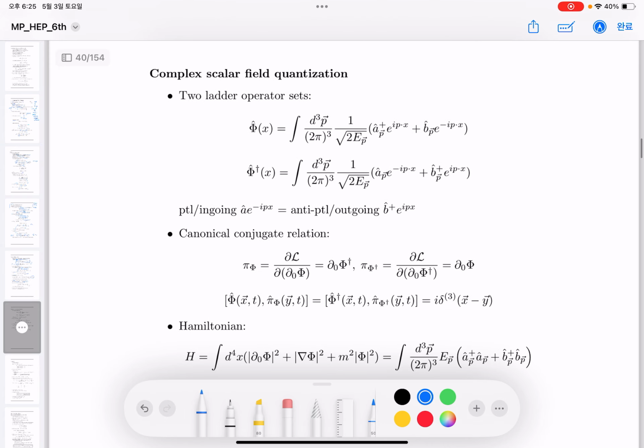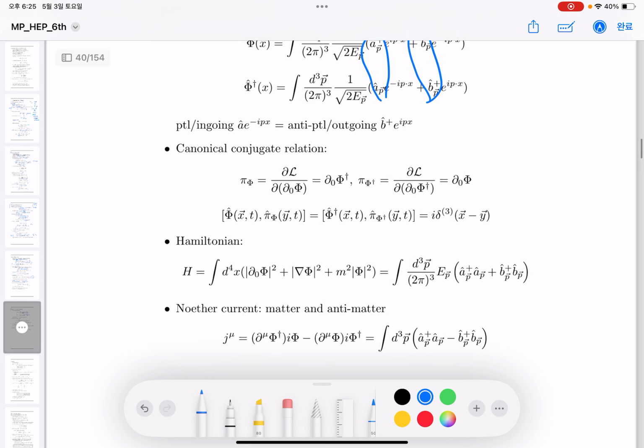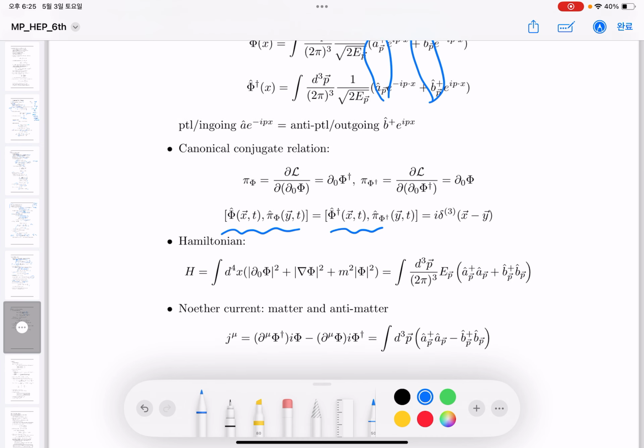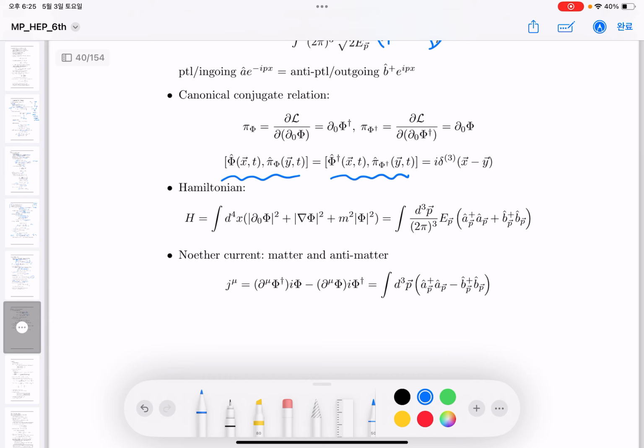Similarly, we can do the quantization for the complex scalar. In this case, the difference is that there are two ladder operators, a plus, a and b plus, b, because there are two degrees of freedom. So for the canonical conjugate relations, there are two forms. And the Hamiltonian and the Noether current can also be expressed by the two kinds of ladder operators. For the Noether current, the ladder operators b plus and b correspond to the antimatter, which gives the minus electric charge.